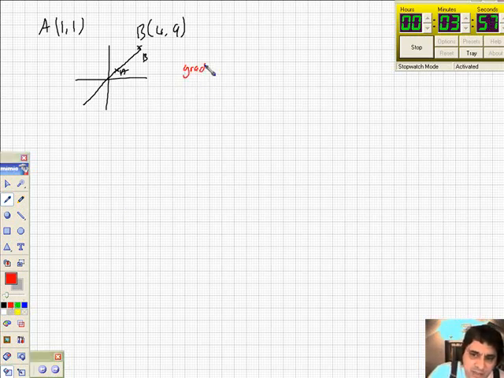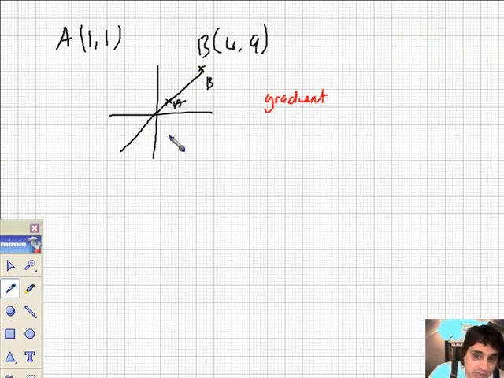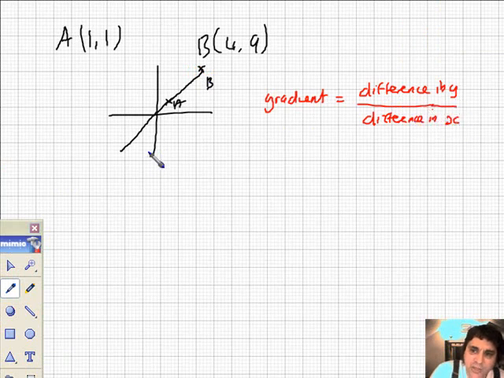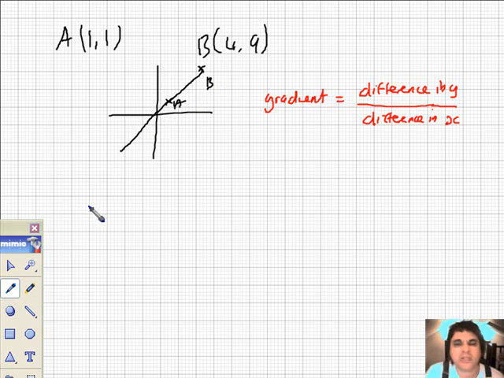So the gradient is going to be, by calculation, instead of counting squares, the difference in the y's divided by the difference in the x's. Now look, you know it's going to be a positive value because of the way I've just sketched it in. So let's just try this method. It's a good grade B method. You don't have to sketch anything.